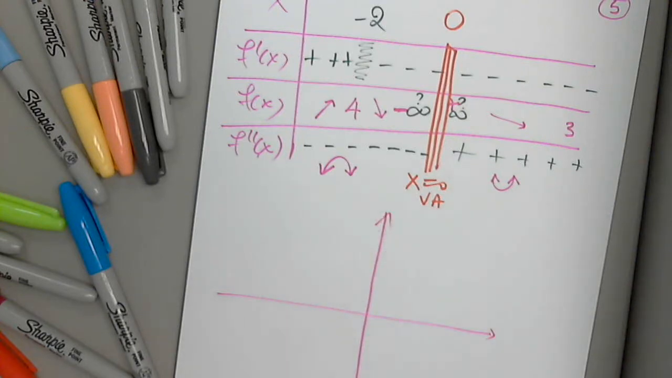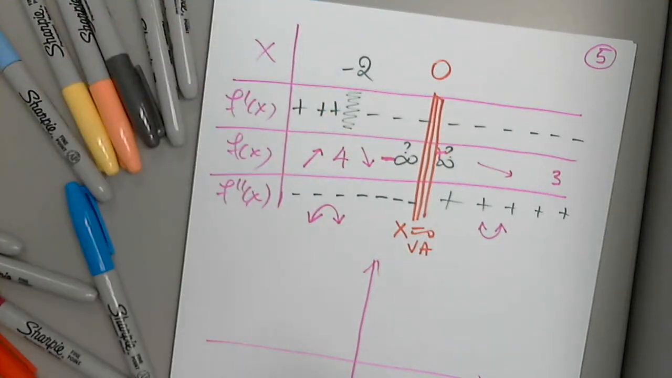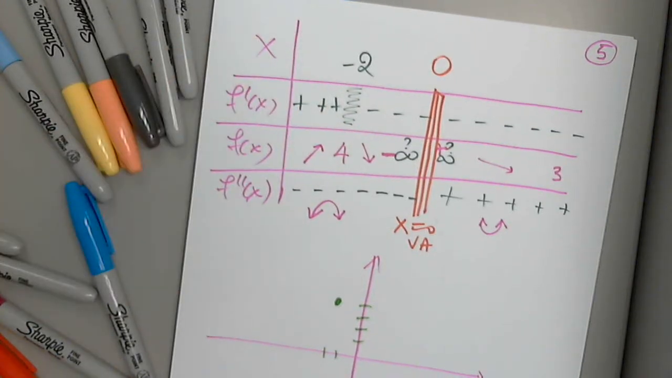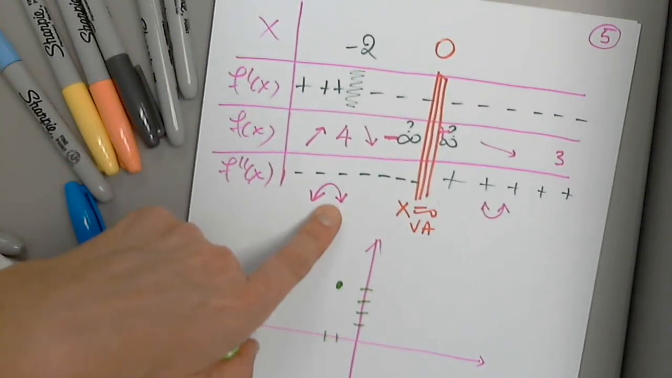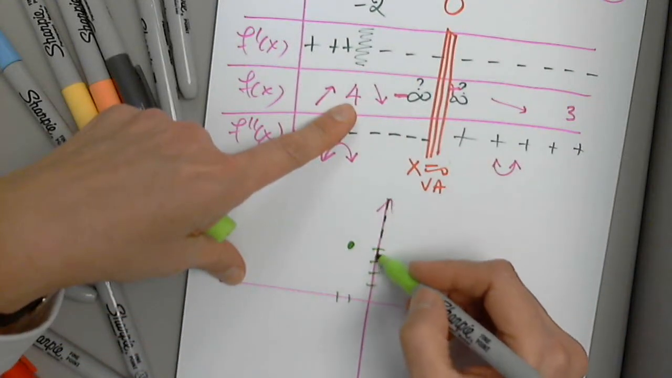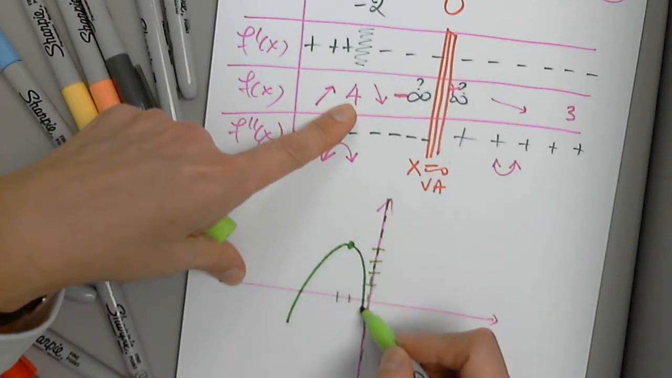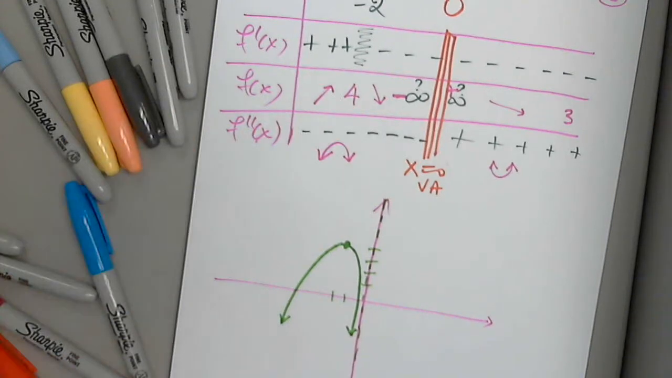There is more than one correct answer here. So I created this point, negative 2, 4. You can create any other point. You don't have to stick with negative 2, 4. Opening downward, increasing to this point. And since x equals 0 is a vertical asymptote, my graph does this. So it's increasing. You can put here, if you want, negative infinity. You can make up anything else as long as you use what is given.